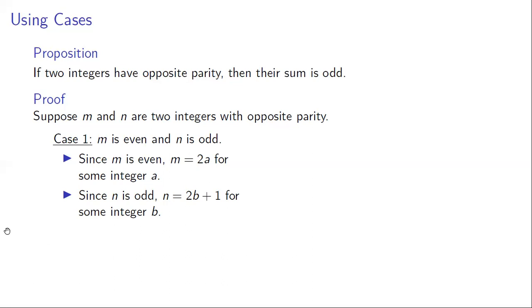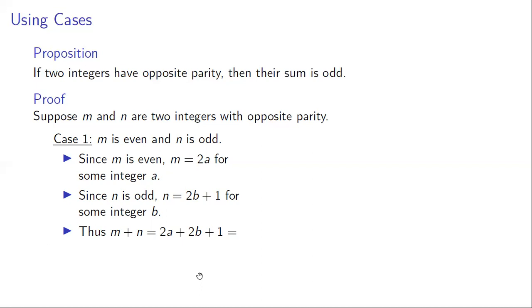Okay, so we have m is even, n is odd, and m is equal to 2a and n is equal to 2b plus 1. Now, what are we trying to show? We're trying to show that the sum of m and n is odd. In other words, what is m plus n? Well, m plus n is equal to 2a plus 2b plus 1, right?